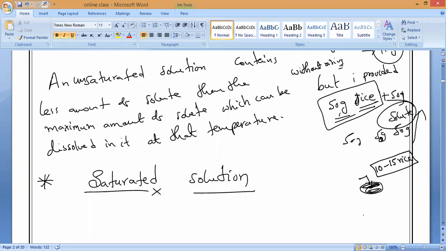For example, you can eat maximum 1 kg rice. You cannot eat even 1 kg 10 grams, extra. So that 1 kg rice you already ate. Now I have added plus 10 grams to you. Extra 10 grams I have given. Now, is it possible to eat it, or will you leave it? Sir, we will leave it.